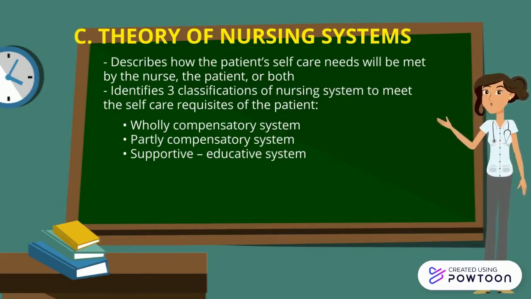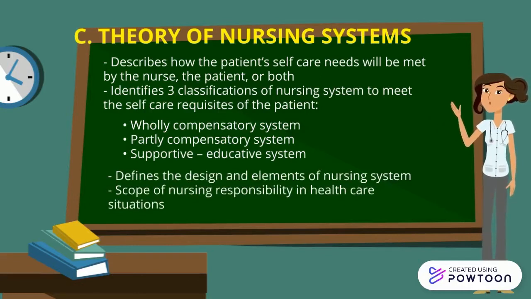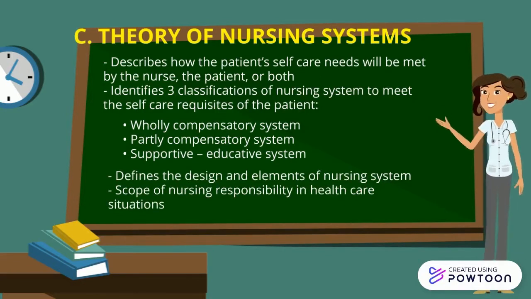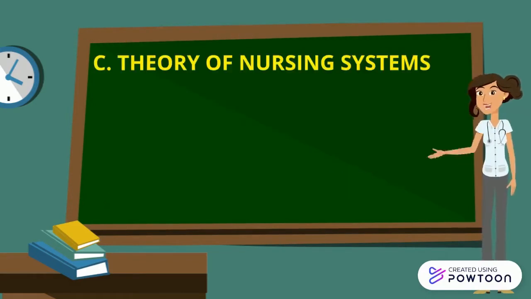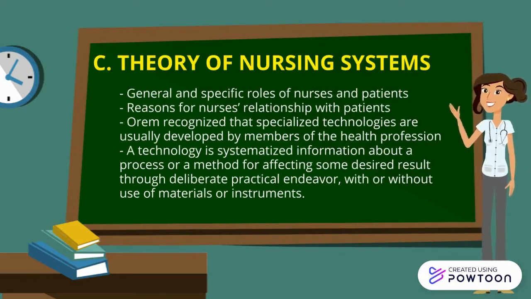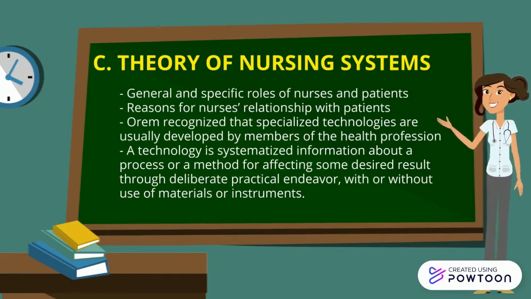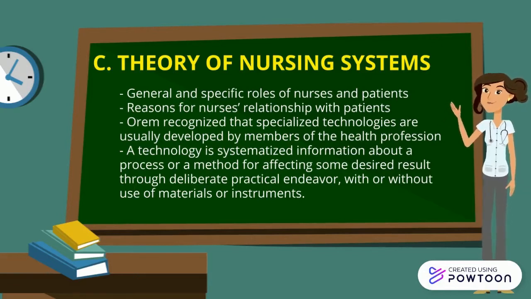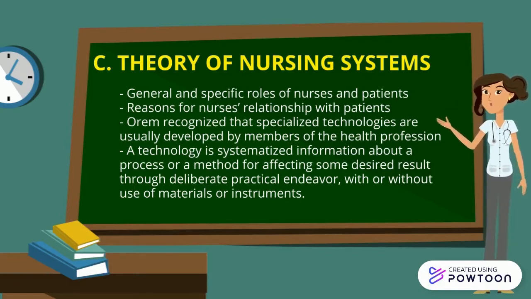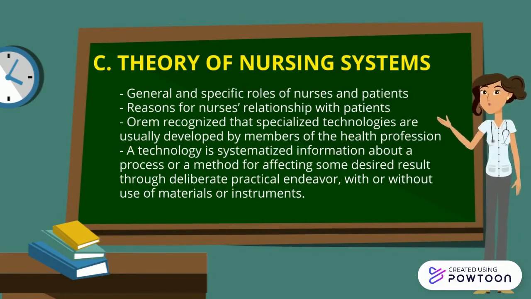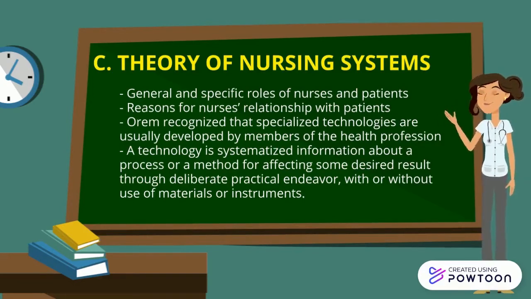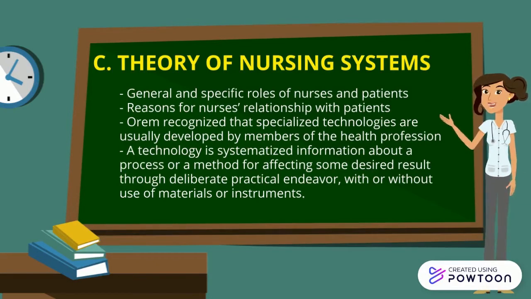The theory of nursing system also defines the design and element of nursing system. It also covers the scope of nursing responsibility in healthcare situations. This also involves the general and specific roles of nurses and patients, the reason for nurses' relationship with patients, and Orem also recognized that specialized technologies are usually developed by members of the health profession. A technology is a systematized information about a process or a method for affecting some desired results through deliberate practical endeavor with or without the use of materials or instruments.